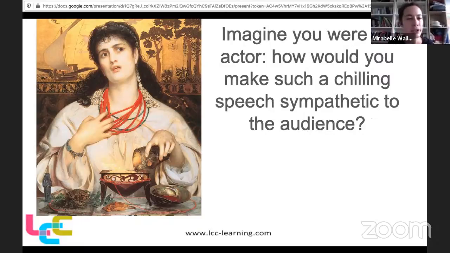Now, my question to you is, imagine you were an actor. How would you make such a chilling speech sympathetic to the audience? Because you would have thought that no one would want to come and see a play about someone horrible who says something disgusting, and that it would be a drag to go and see a play like that. But no, on the contrary, people love to go and see it and people feel sorry for Medea. So how would you make that speech compelling and engaging? How would you make the audience feel sorry for you or understand your reasoning?